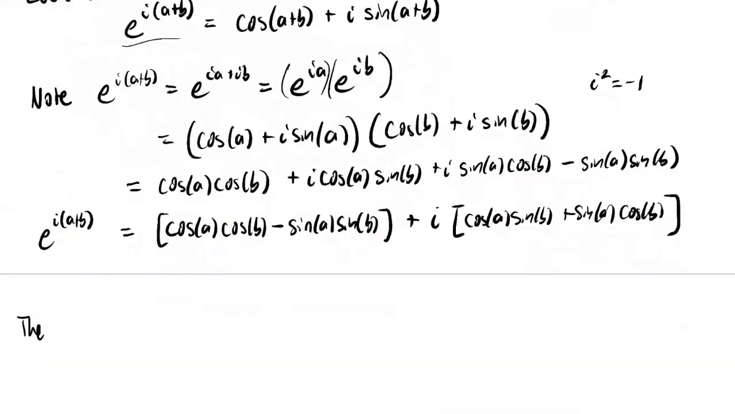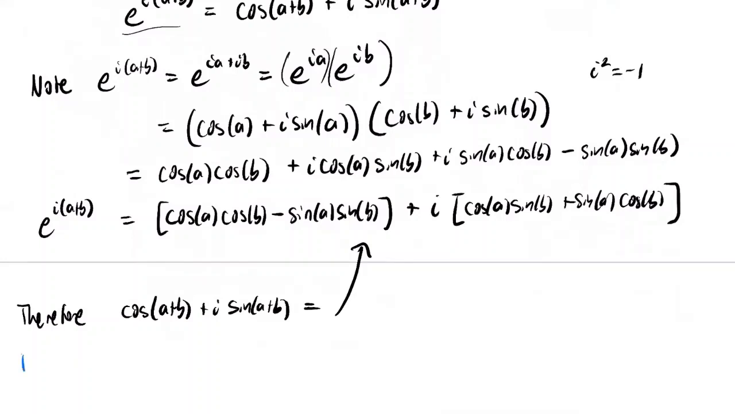And so therefore, cosine of a plus b plus i times sine of a plus b, which is equal to the exponential on the left, is equal to this, right? And so in particular, this is like a fact. Let's say you have two complex numbers, say s plus it is equal to x plus iy, right? This can only happen if x is equal to s and y is equal to t.